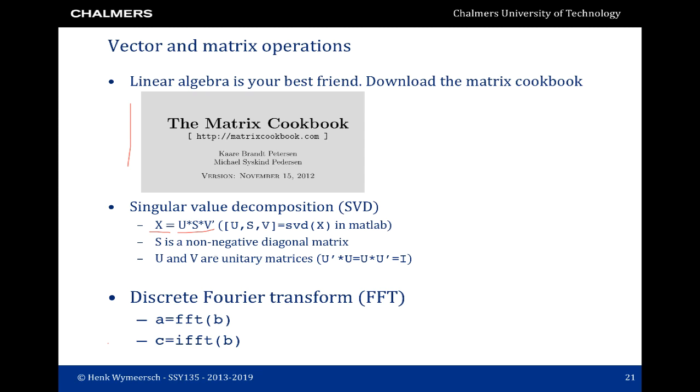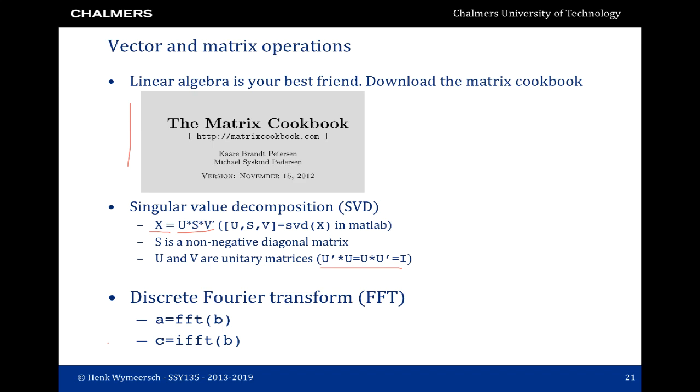Here S is a non-negative diagonal matrix, so it has a very nice structure, easy to invert. And U and V are so-called unitary matrices. So these are like rotations in a very high dimensional space. And they have the following property, that if you take the matrix and you multiply with its Hermitian, you find the identity matrix. So you basically rotate back. So these are also very easy matrices to work with. So the SVD is a nice way to represent matrices if you want to do manipulations with them later on.